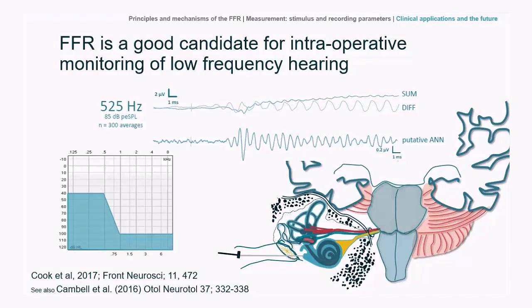Although sometimes cochlear implant response telemetry is used to try and assess this, from the point of view of responses directly measured from the implant itself, it's also at least feasible to consider the FFR, the putative auditory nerve neurophonic, as a means to do this very quickly. So not quite real time, but very close to real time. And of course this is very sensitive to low frequency hearing, unlike some of the transient responses.